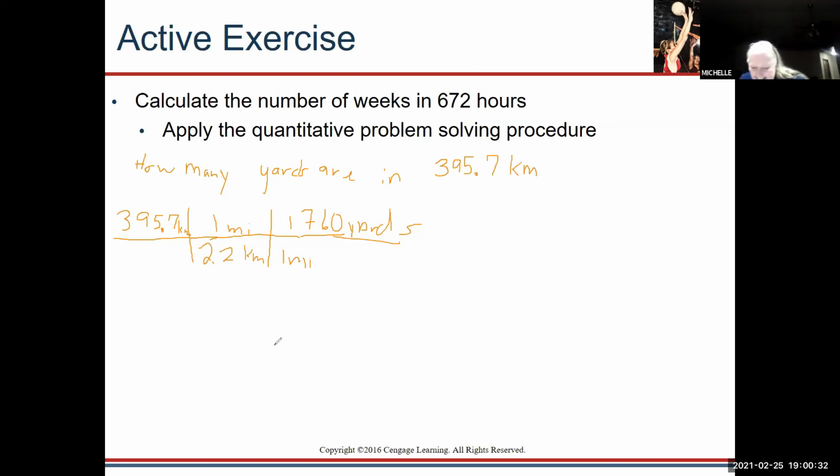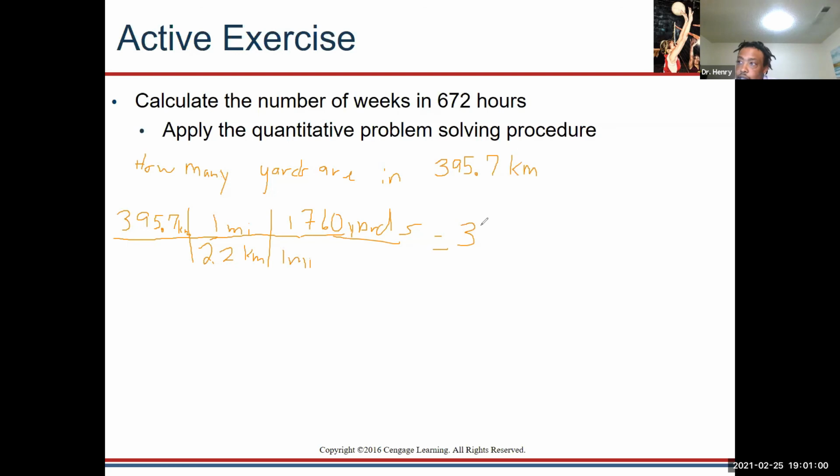1760. So then the answer is 400 and wait. Is it 316,560? 395.7 times 1760 divided by 2.2. So you said 316,560 yards.